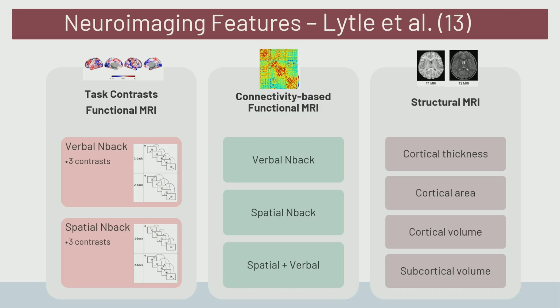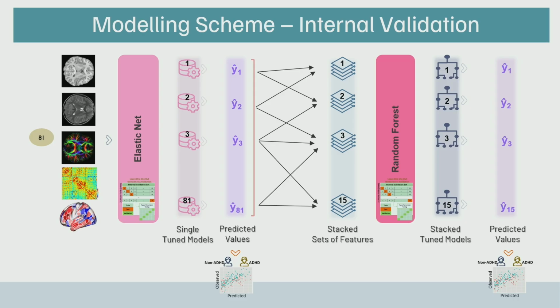For our external validation data set, we only had 13 sets of features, which is much more limited than what we had in ABCD data set, and also the tasks were not identical. Anyway, we created task contrast, functional connectivities, and structural MRI, whatever was available.